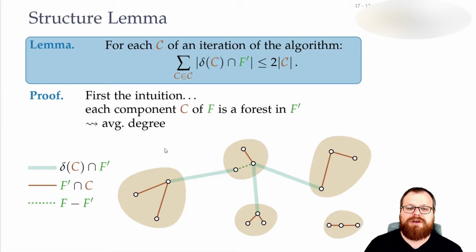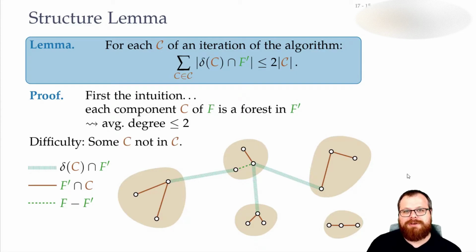And we want to count how many of these we have. The intuition is that every component of the subgraph of the edges that we compute before the pruning gives us a forest in F'. So for every component we have a forest, and the average degree of a forest is at most 2. If I look at all the components here, then we can argue that the number of edges of this type is at most 2 times the number of components. The problem is we don't look at all of them. We only look at the components that contain exactly one terminal of a terminal pair. So in the worst case it could be that only this component here has a terminal of a terminal pair and the other ones don't.